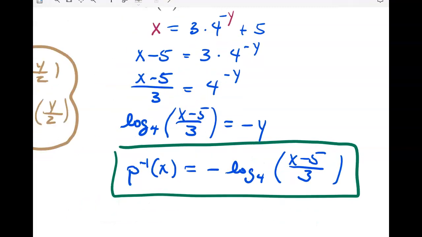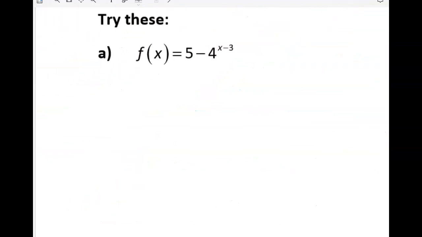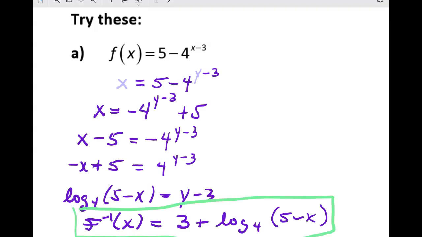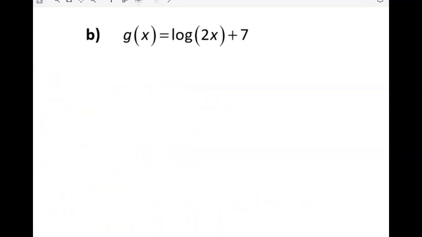All right, there is one for you to try, so pause the video while you're trying A below. Here is the inverse function, f inverse of x. You may notice that what I did was change the order of the terms, so it's a little bit more obvious that there's a negative coefficient on the 4 to the y minus 3, and then that 5 is a positive number.